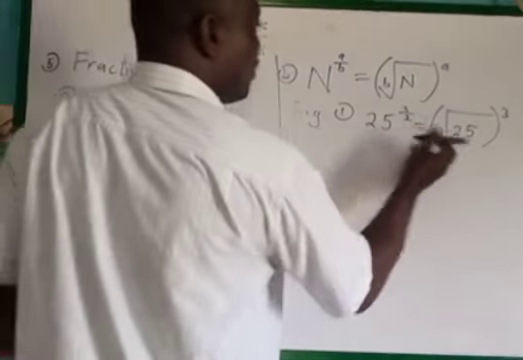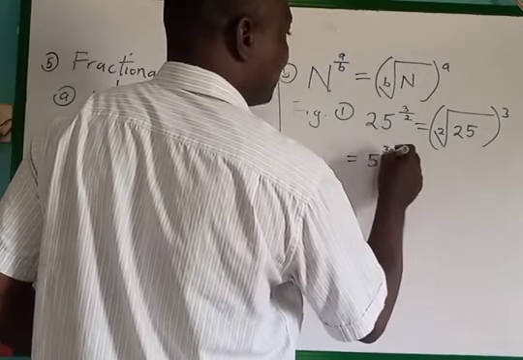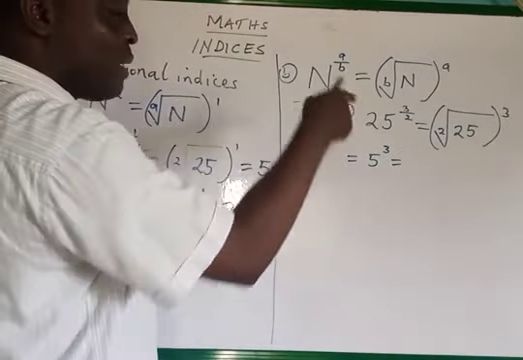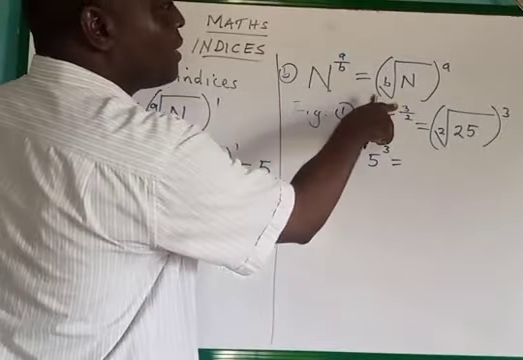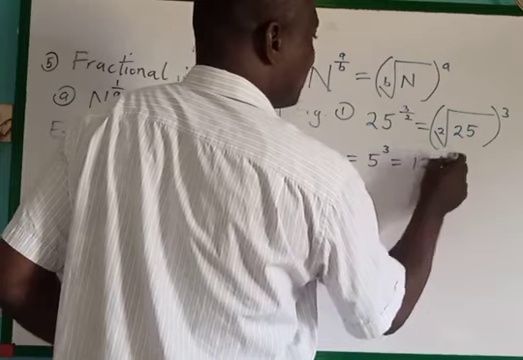Now, what is the square root of 25? 5. 5 raised to power what? 3. That is how it will be. So if you see that it's no longer 1, it is now power 3 because the numerator is 3. So 5 raised to power 3 is 125.